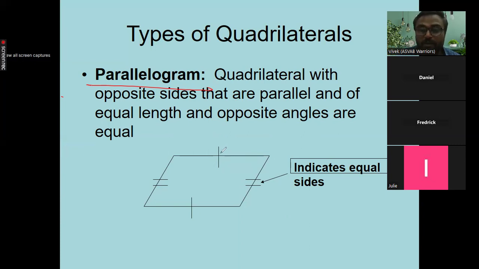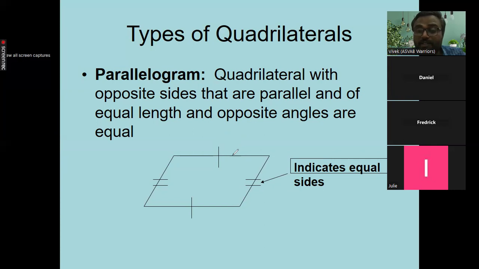Now, if you remember, I told you there is a single mark over here, single mark over here. What does that mean? These two sides are equal. A double mark over here, a double mark over here. What does that mean? These two sides are equal to each other. So a parallelogram has two opposite pairs of sides equal to each other and they are also parallel.